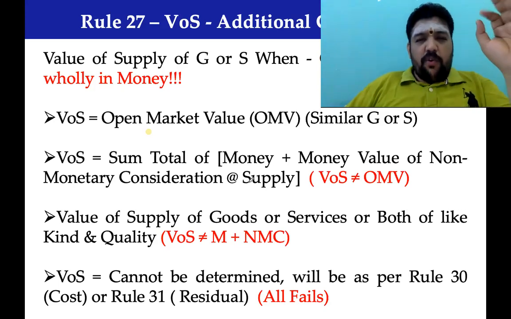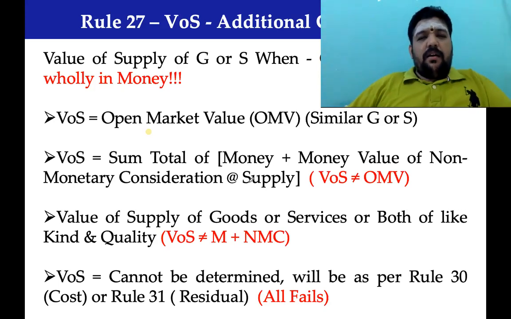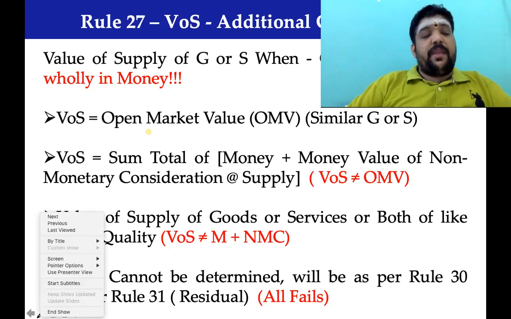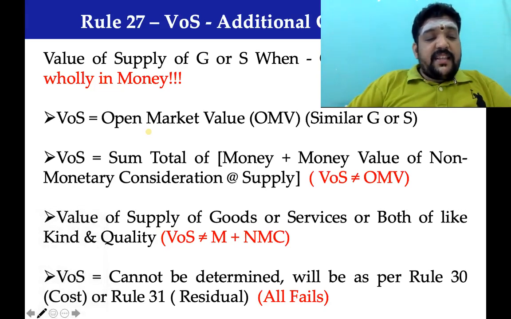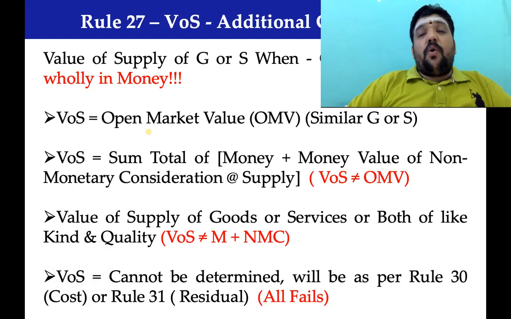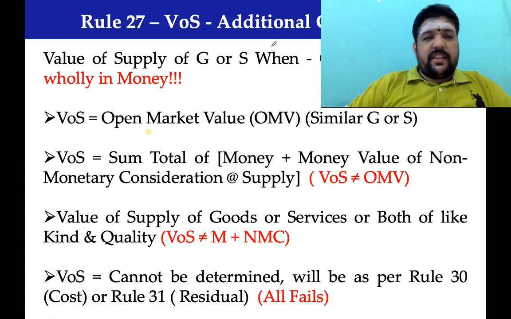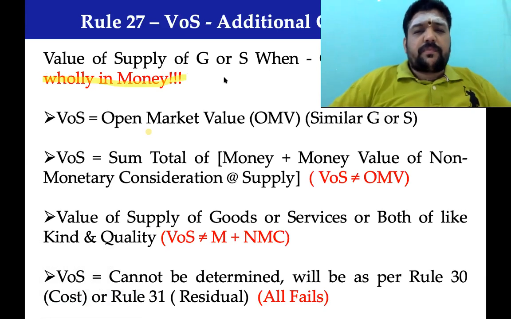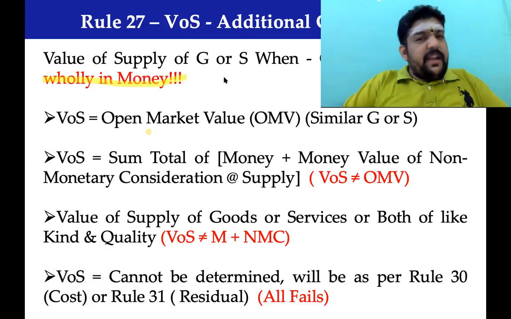For example, rule 27. When will this be applicable? When consideration is not wholly received in money. Let me repeat. When consideration is not wholly received in money. That word wholly is more important. My consideration should be a sole consideration. Plus, my consideration being a sole consideration, which I receive, it should also be received in terms of money.